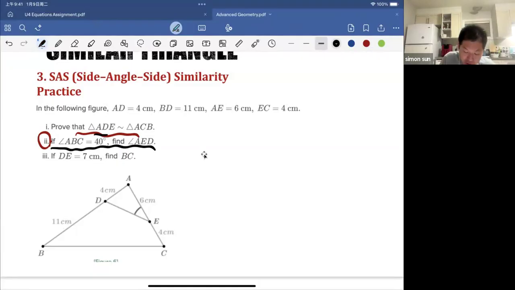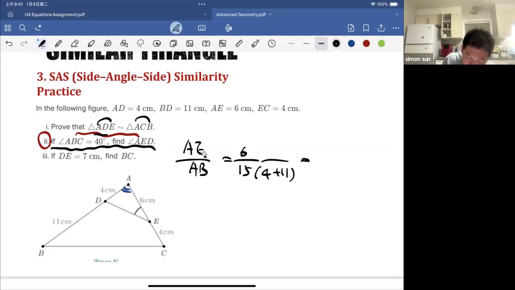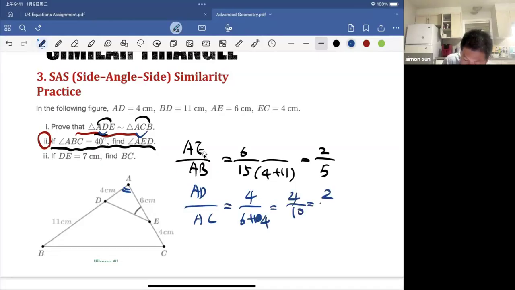those two triangles share the common angle A here. And if you do the side ratios, AE over AB, this one is 6 over AB, which is AD plus BD, equal to 15, where you write it as 4 plus 11. So simplify this and it will be 2 over 5. And if you do another one, AD over AC is 4 over 6 plus 4, which is 4 over 10, which is 2 over 5.